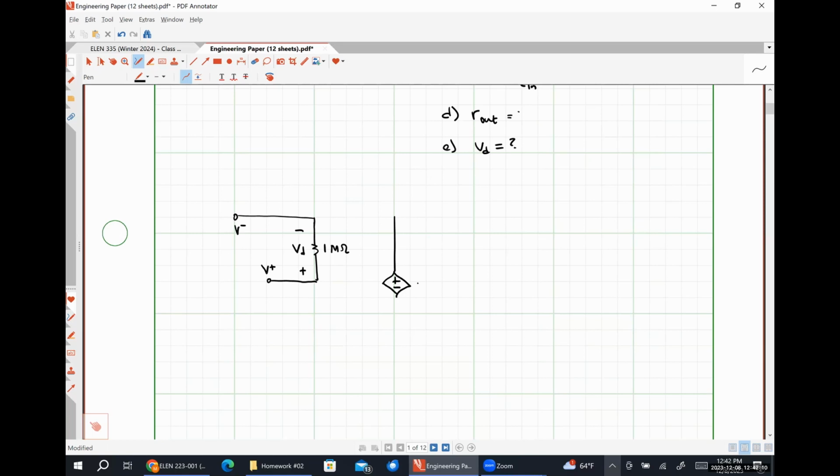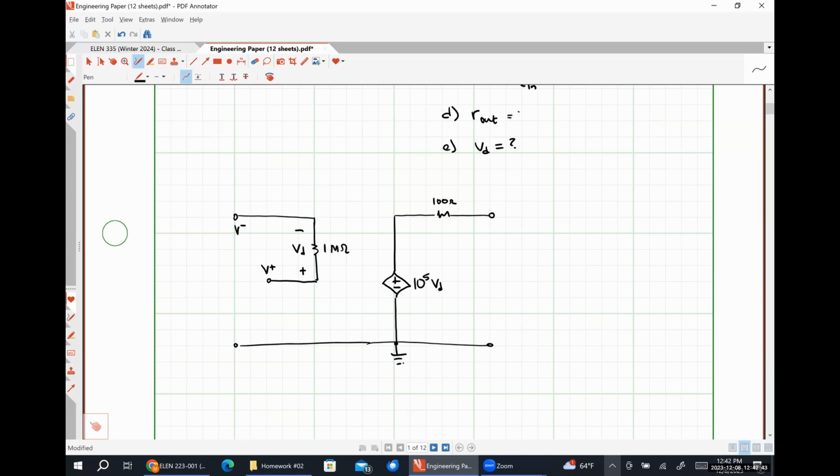Over on this side, we have our open loop voltage gain, which is 10 to the 5 times our differential voltage VD. Here we have our output resistance of 100 ohms. And so this is our practical op amp model. And now we need to make all of our other connections, right?